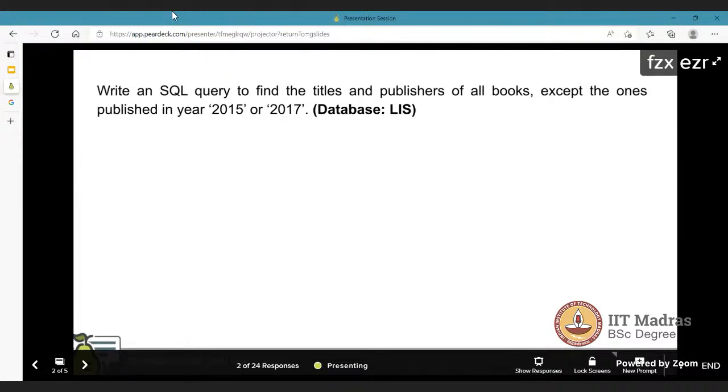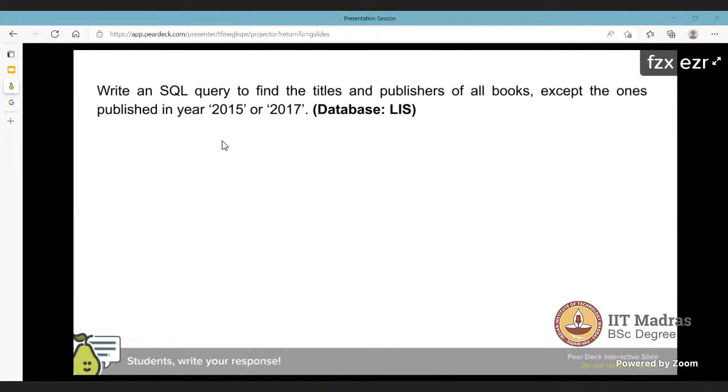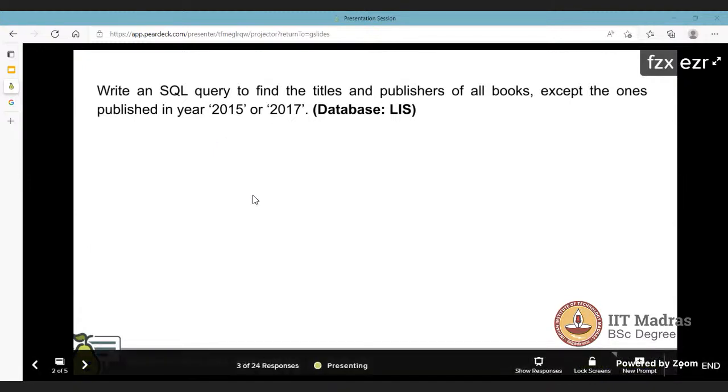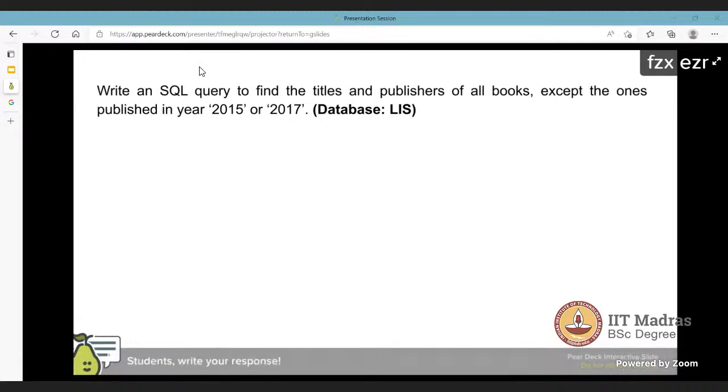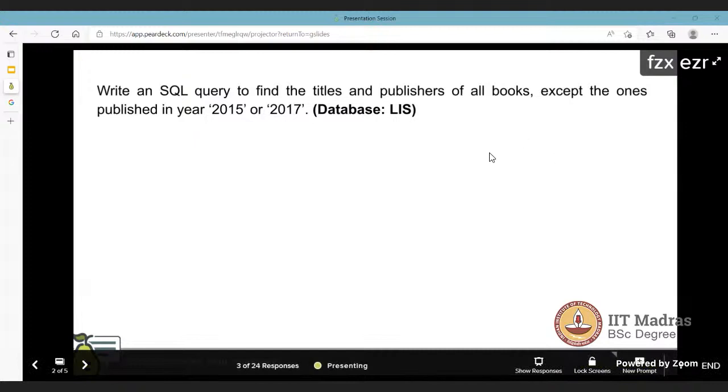We'll wait for some time for your answers. This question is quite straightforward. I hope all of you will be able to get that. It also belongs to the LIS database only.